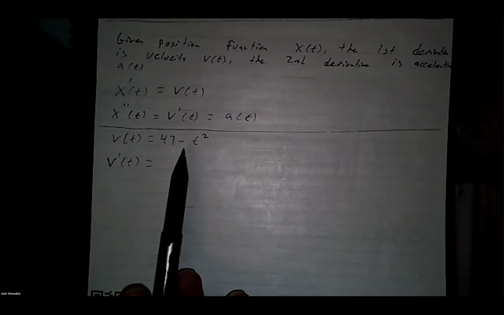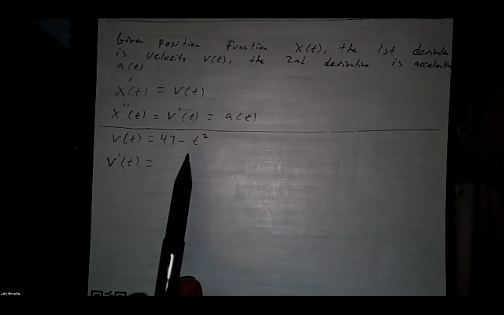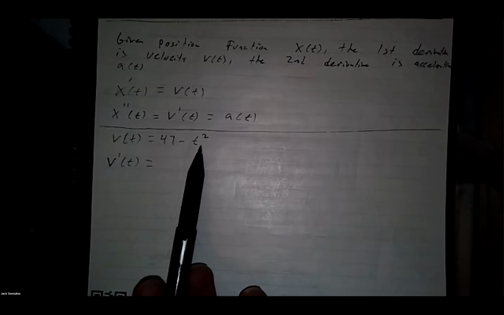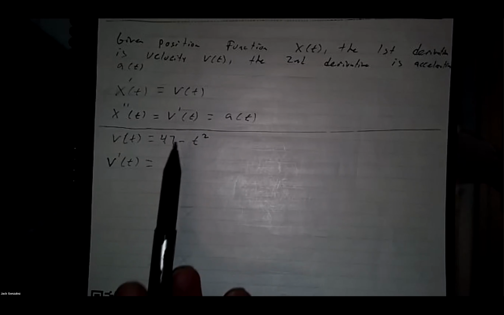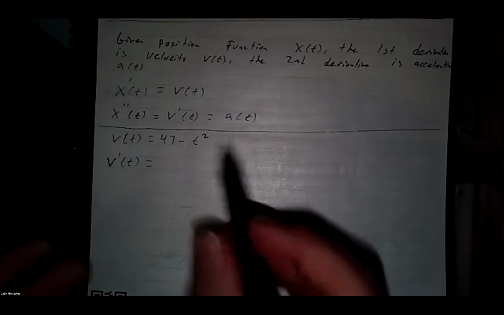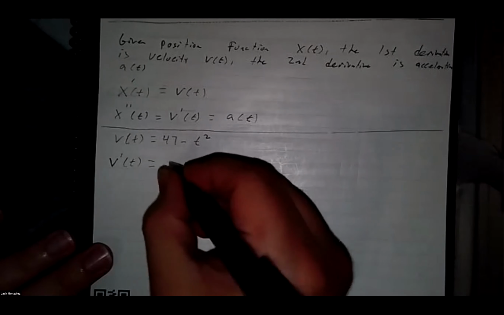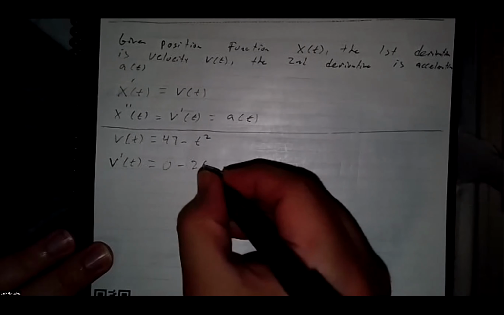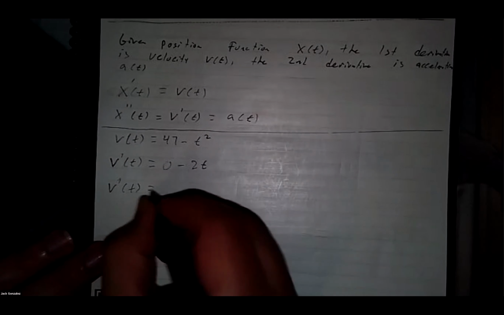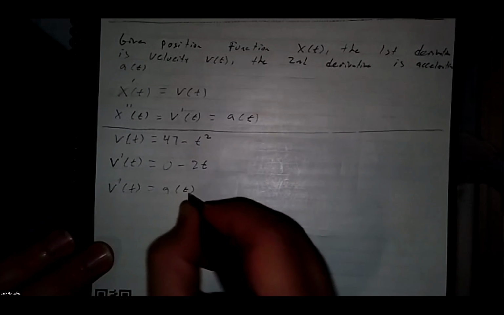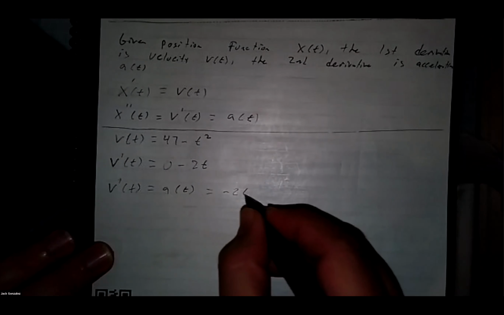47 is mine here. Oh, okay. 47 minus 2 squared, so 4. Yeah, so you have to do the derivative first, right? And then this will be 0. This would be 2t, right? So the first derivative is equal to acceleration, which is equal to negative 2t.